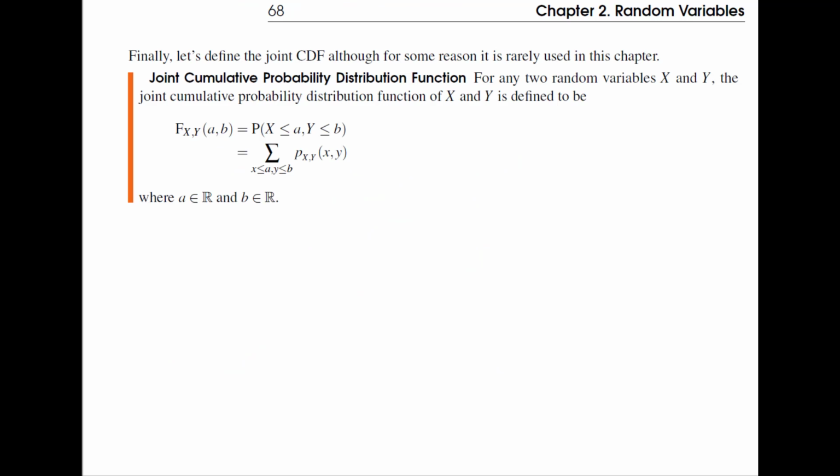Okay. Finally, we're not going to use it much, but this is the definition of the cumulative joint CDF. It's the probability that X is less than or equal to A and Y is less than or equal to B.